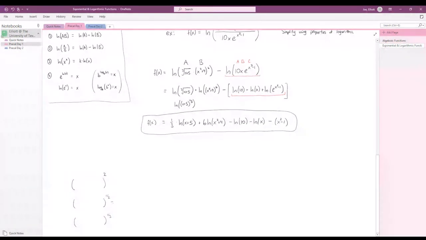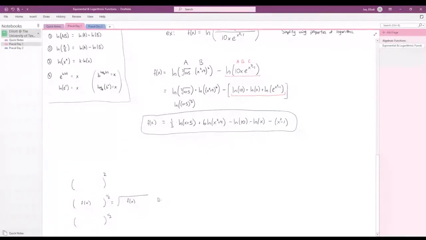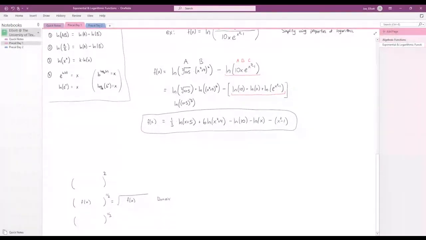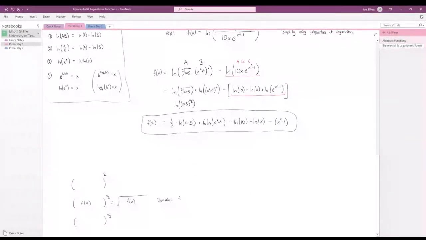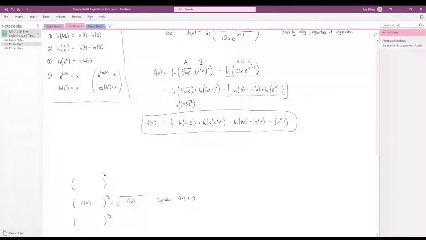Power 1/2 is the same as square root though. Right. So if you got a function in the parentheses like that, the domain would be wherever that function is greater than or equal to 0. Okay. So then raised to the exponent of 1/3, it would be similar?